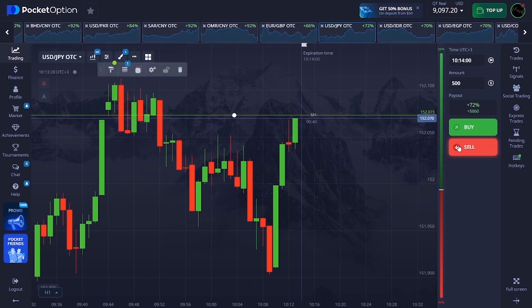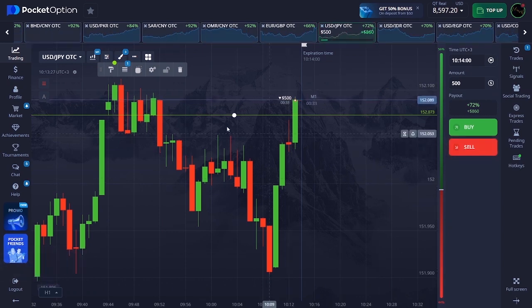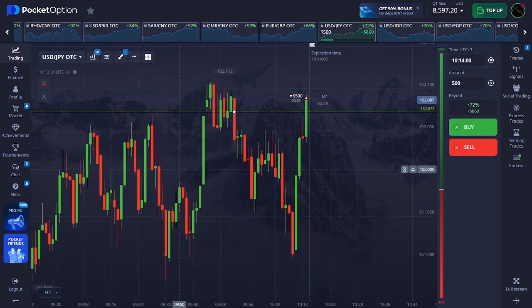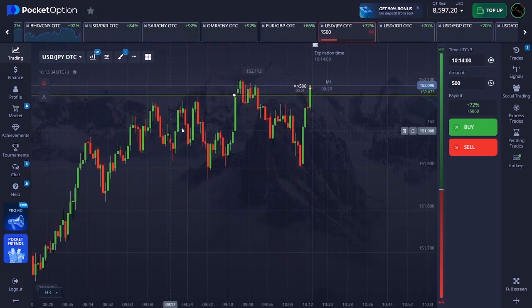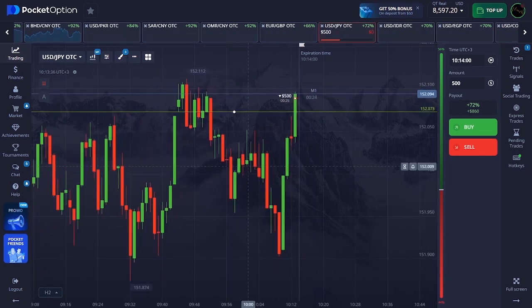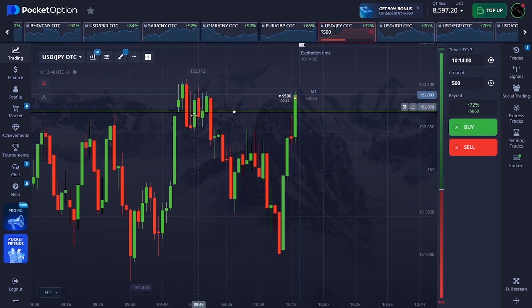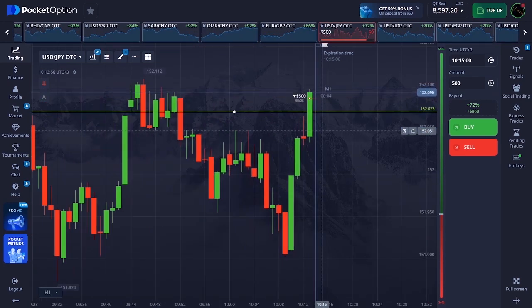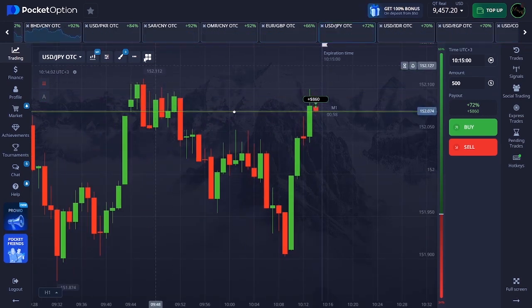Okay, I think we found our last opportunity. I go with the sellers right here. The situation is the same. We have a double top, as you can see. We also have a supply area. We were moving in an uptrend and the trend has changed. So let's see how it goes. Perfect, that was a win.